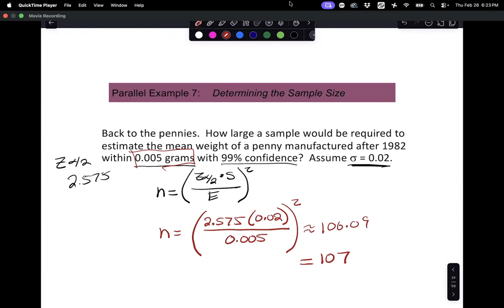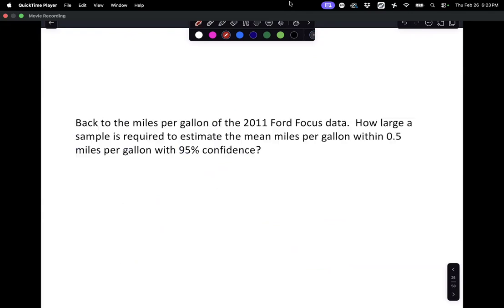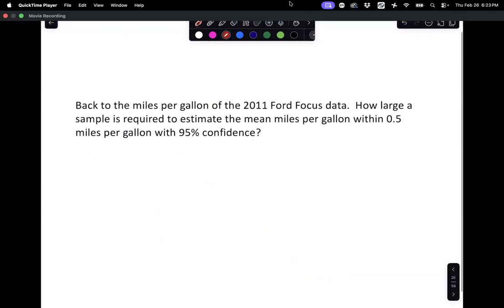Let me know if you agree. You got that too? Oh, good. So we would need a sample size of 107. All right, let's do one more. Look at that. I guess I would just go to the next screen.